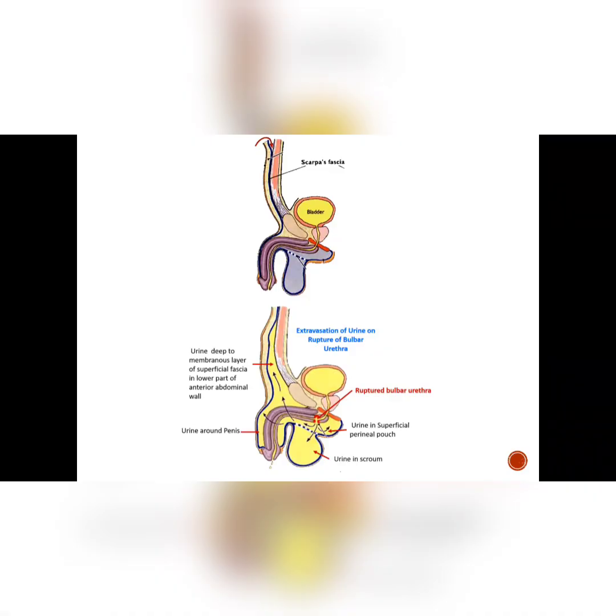And this patient who has rupture of urethra will present with a swelling in the infraumbilical region of the anterior abdominal wall. This is because of the continuity between Scarpa's fascia and Colles fascia. So please keep this clinical aspect in mind.